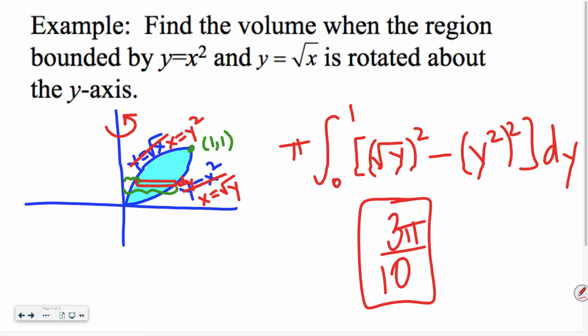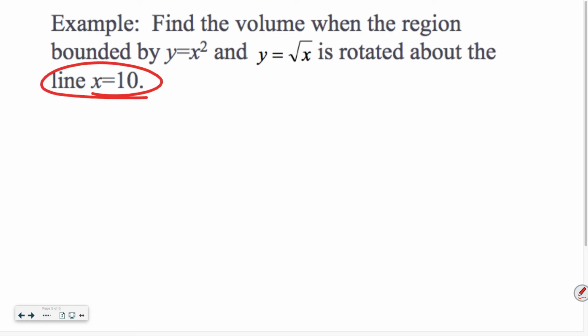Okay. All right, let's take this same region, but this time we're going to rotate it about x equals 10. So you may need to draw a new picture because we are going to rotate it about x equals 10.